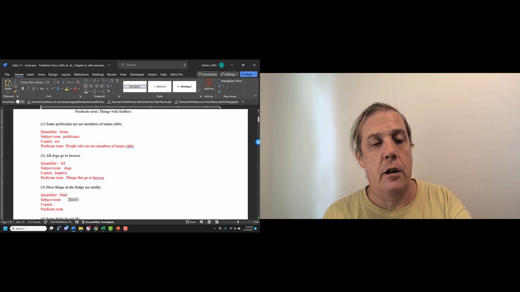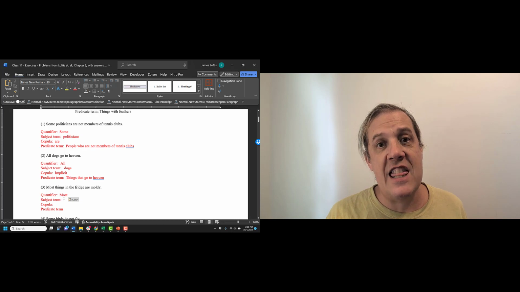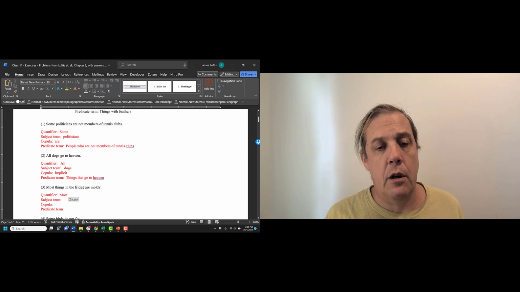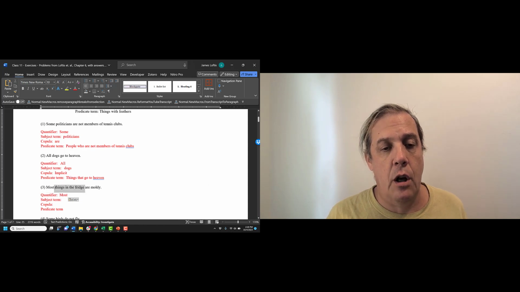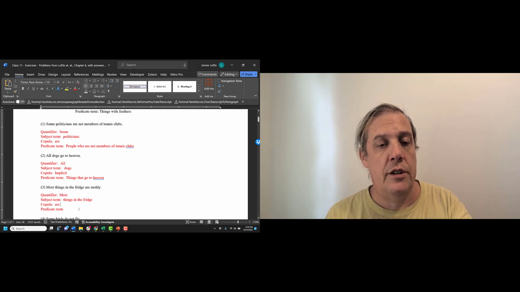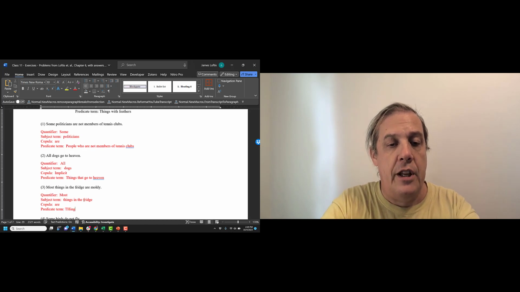Next one actually is a little tricky up front. Most is the quantifier. At this point, a lot of people are tempted to just say things, but look at where the copula is. Copula is after fridge. So the subject term is all of the things in the fridge. Are, and moldy is an adjective. We want to make it a noun. So things that are moldy.